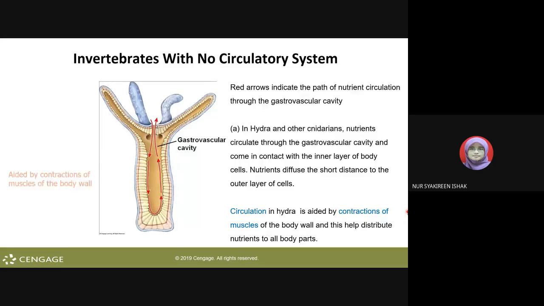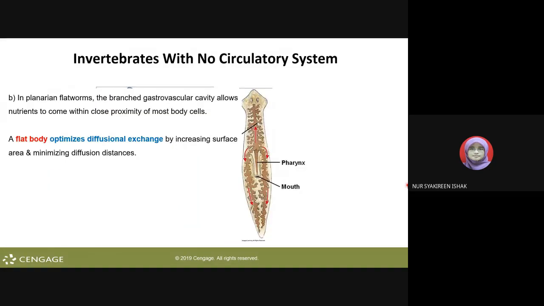Next you have the flatworms, or planaria. Here you can see this branched structure is the gastrovascular cavity. They have a branched gastrovascular cavity that allows nutrients to come within close proximity to most body cells. This is the eyes of the flatworm, they have the pharynx, and this is the mouth. The flat body optimizes the diffusional exchange by increasing surface area and minimizing diffusion distance. With the branched gastrovascular cavity, all the nutrients and respiratory gases reach every cell within the body. So this is flatworms.